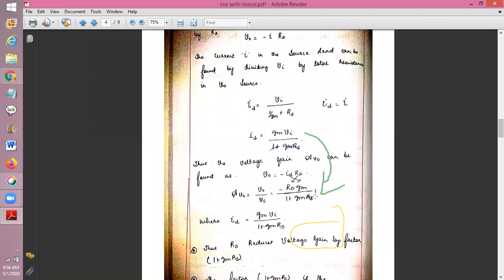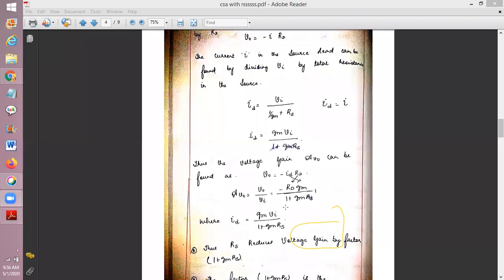Do you have RL here? No. You don't have RL here. We consider it as open circuit voltage gain. Very, very important derivation. For the internals, we will surely consider this.